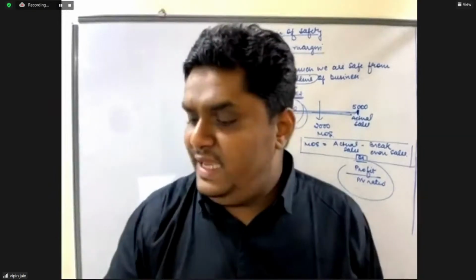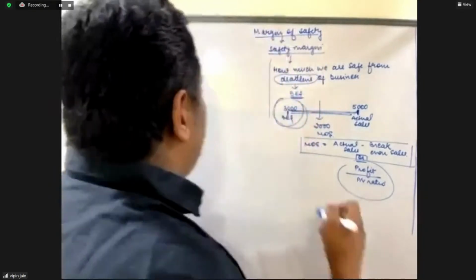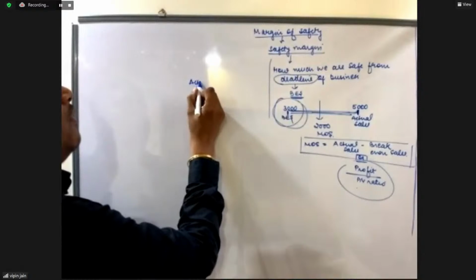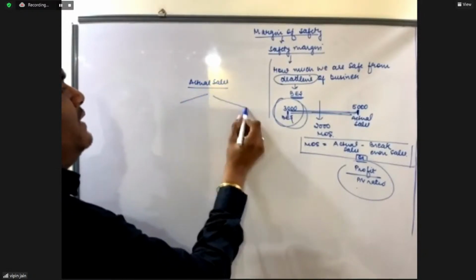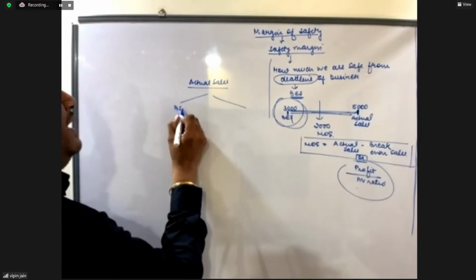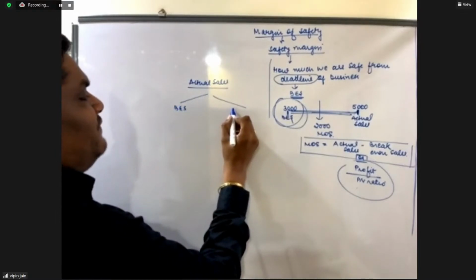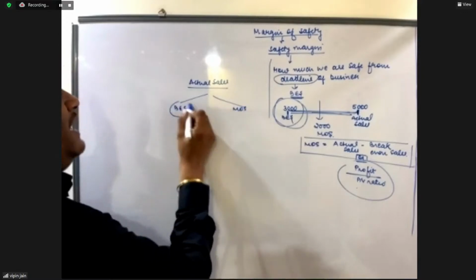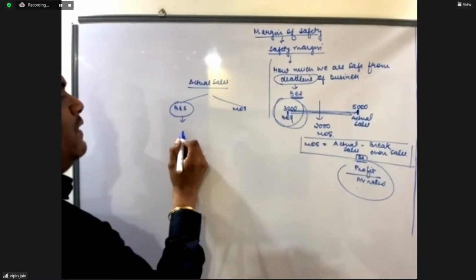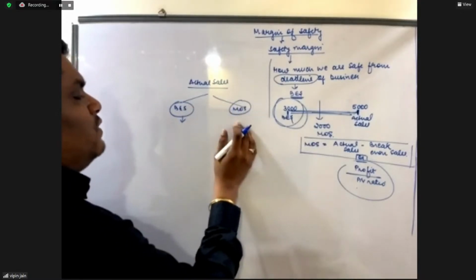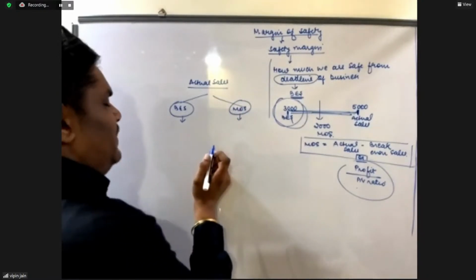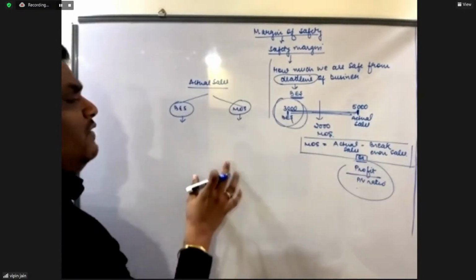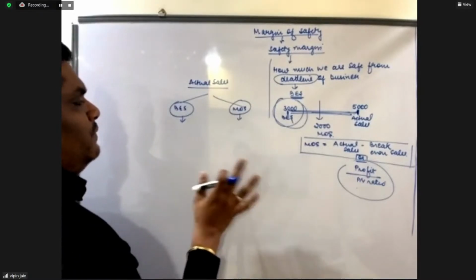So further we can say actual sales can be divided in two parts, that is break-even sales and margin of safety sales. At break-even sales, we are able to recover our fixed cost, and once the fixed cost is recovered, the extra sales we make over and above break-even sales will give us profit only from that sales.